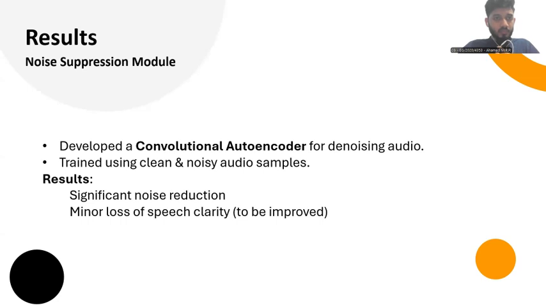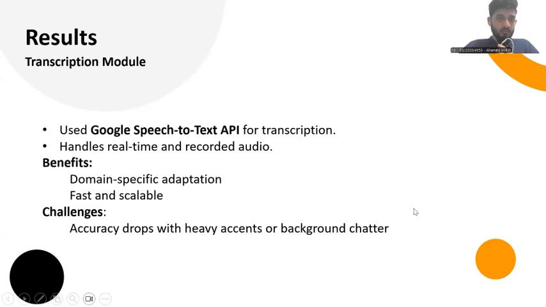The next one is the transcription module. They used the Google Speech-to-Text API for transcription. They used both real-time and recorded audio for this. The benefits were domain-specific adaptation and being fast and scalable. The challenges were that accuracy drops with heavy accents and background chatter when using the Google Speech-to-Text API.